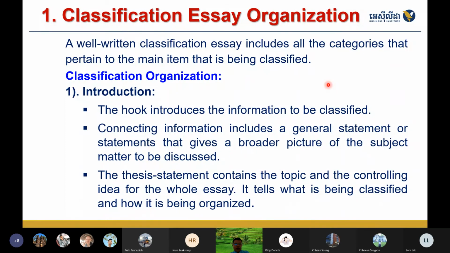Are you here with us? Yes, teacher. Yeah, please read this. Classification essay organization. Wait, slide.